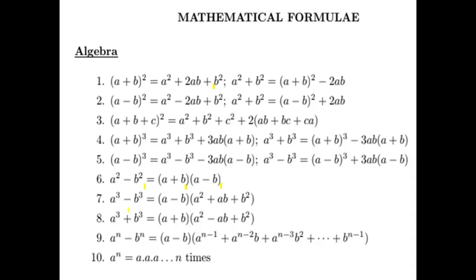Next, a cube minus b cube is (a minus b) into (a square plus ab plus b square). If it is minus, then minus here and plus everywhere else. And if it is plus, plus here and minus in the middle. A cube plus b cube is (a plus b) into (a square minus ab plus b square).